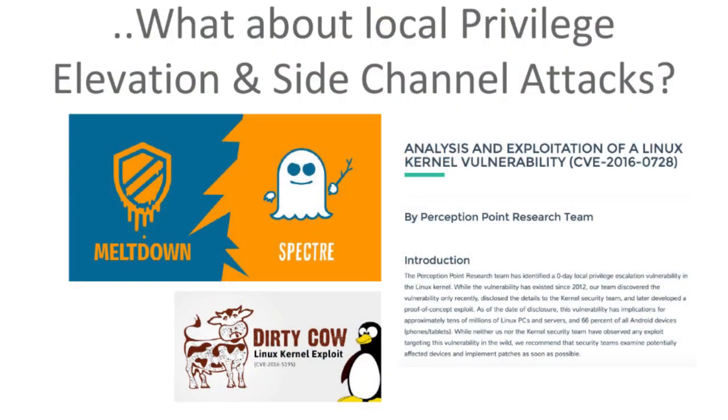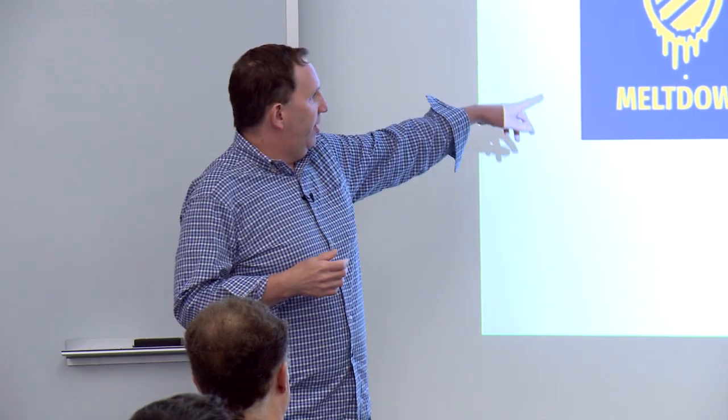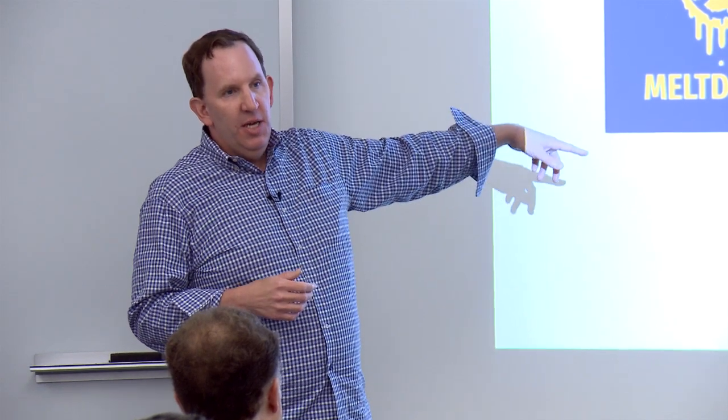What about these kind of emerging threats that we keep reading about? I'm sure you're probably familiar with things like Meltdown and Inspector, right? Because they had lots of press coverage. Anybody seen Dirty Cow? Dirty Cow was an interesting one. It was a privilege elevation. But the thing is, for each one of these that you see on TV, there are maybe a dozen others that you don't read about.